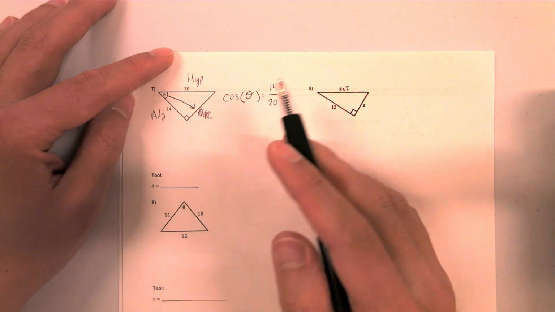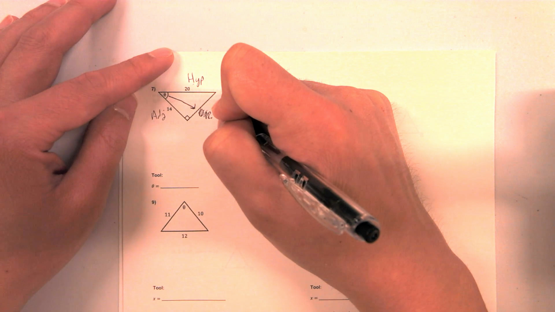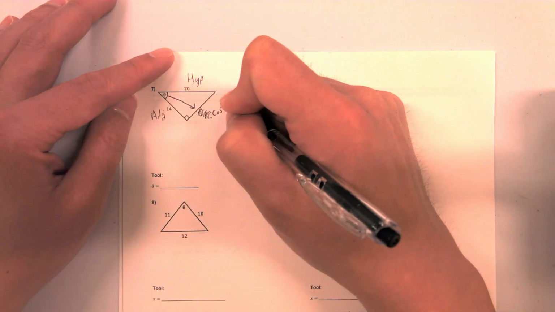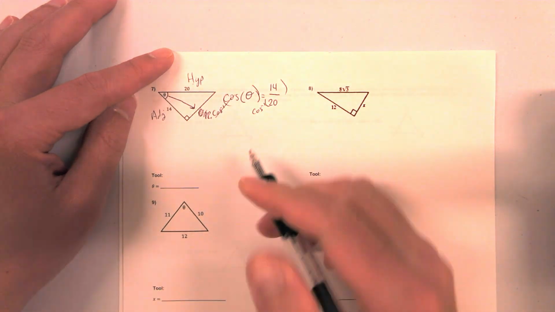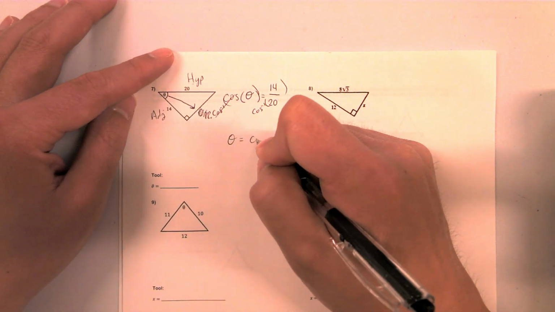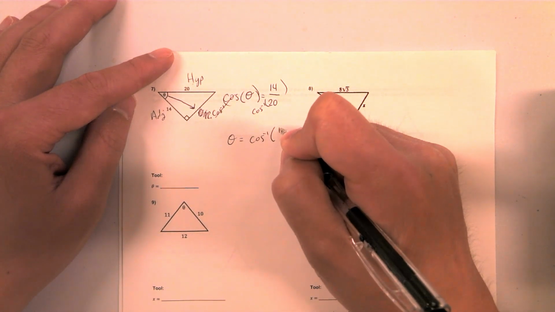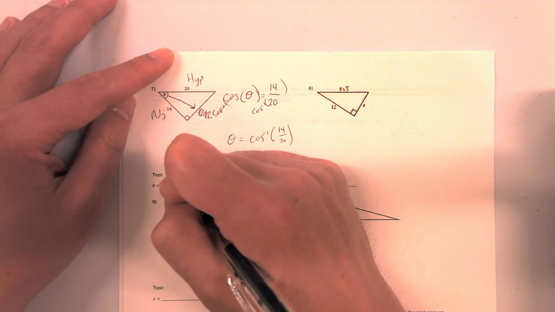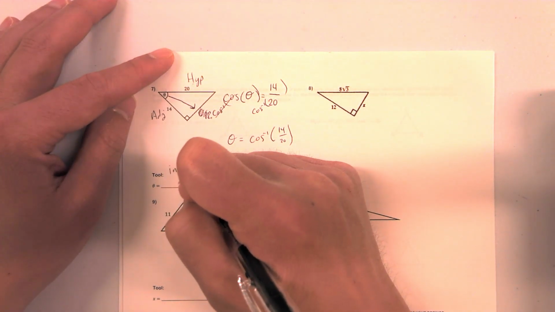Right now, theta is inside cosine, so to get rid of cosine, or to undo cosine, I do cosine inverse of both sides. It's the function that undoes cosine. So theta is equal to the cosine inverse of 14/20. Okay, you could say trig ratio or inverse trig function.